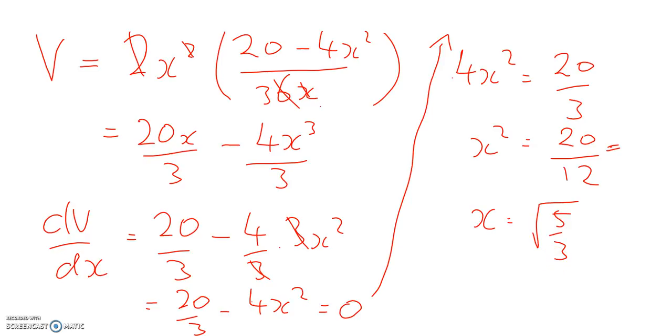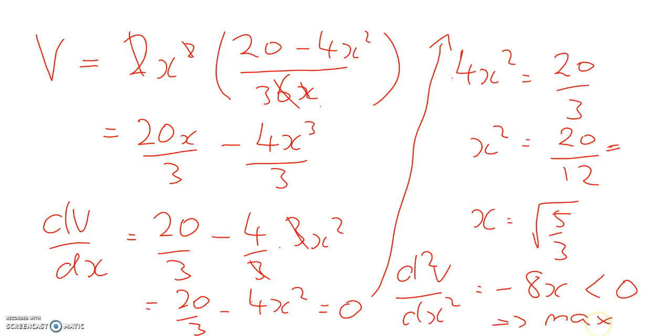Okay, and we're now just going to have a look to see. There's our point. We're hoping that's going to be a maximum. So we're going to have a look, very quickly, at d2V by dx squared. And that's just equal to minus 8x. And if we put x equals root 5 over 3 there, we see that is less than 0. So this implies we've got a maximum. Okay, so that's basically how we do it.